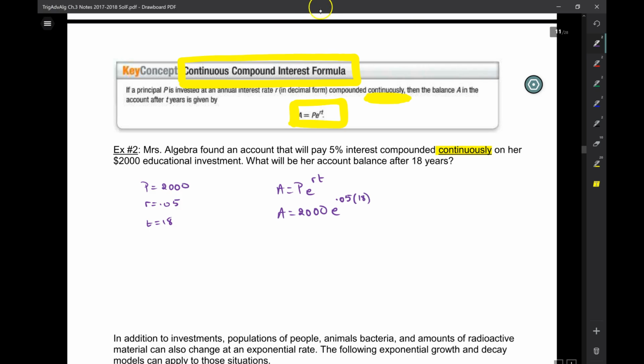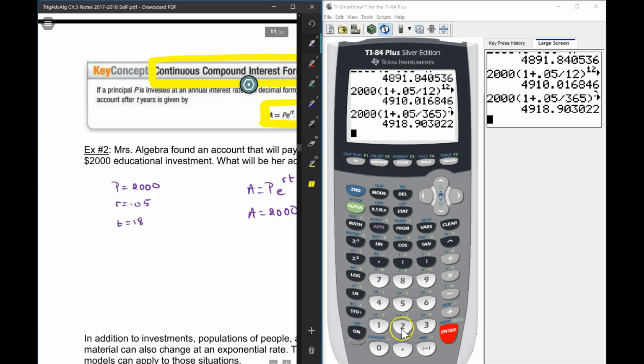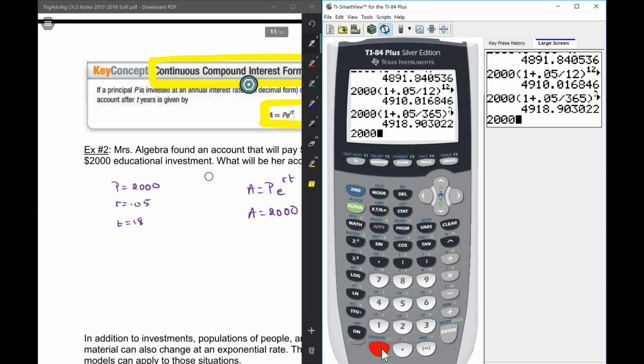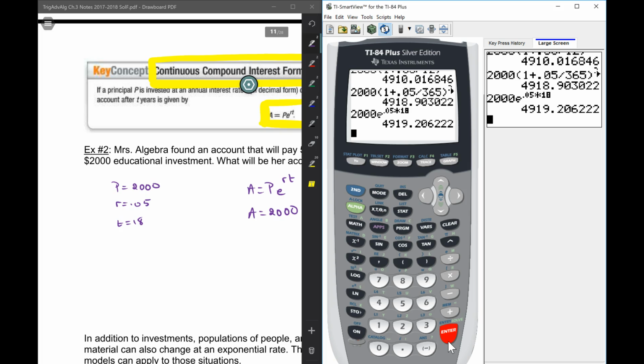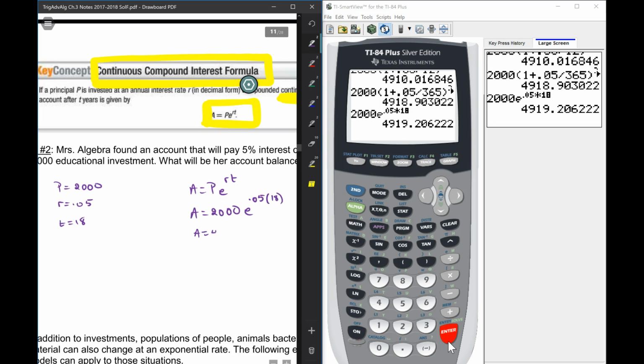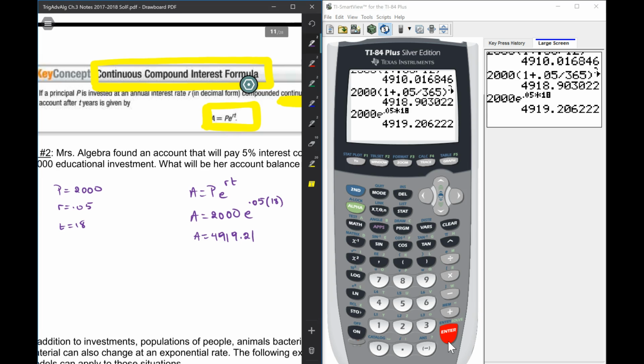Let's plug it in. 2,000 e to the 0.05 times 18. Okay, drum roll. Whoa, a whole dollar more. Yep. Why? You know why? Because of the way the formula is made.